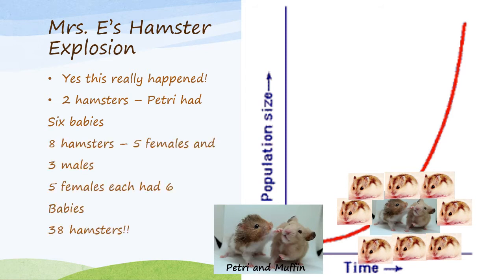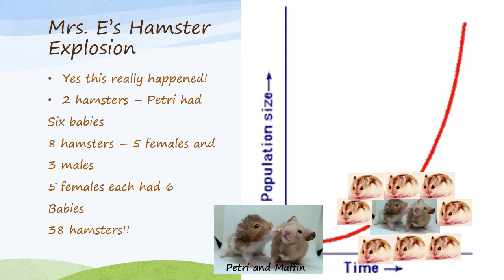Okay, so we landed up having 8 hamsters at some point. And that's because we had 6 babies, but some of the babies from the other mother died. So we had 5 females and 3 males. And so at this point, my father was nice enough to build me an enclosure with a board in between to separate out the males and the females.